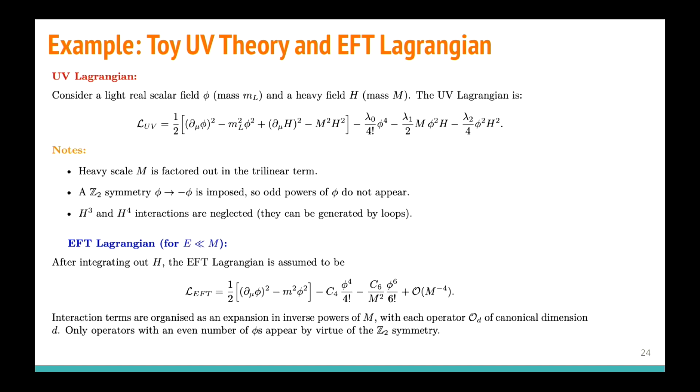So these interactions are organized as an expansion in inverse powers of m. Here we see that these terms all have 1 over m to the power 0, then 1 over m to the power 2, then 1 over m to the power 4, and so on. These are all dimension 4 terms, so the Lagrangian is already at dimension 4, and we don't have any suppression with respect to m. However, any higher order term in mass dimension requires suppression. Yes, please.